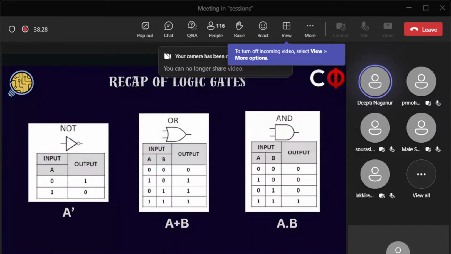So again, recap of logic gates. This is NOT, OR, AND, and we just went through it. The table here, that is the input output table, is called the truth table. Since, as I said, A and B can take only either 0 or 1 as a value, we can make this truth table, right? We can take combinations and we can say what might be the output.